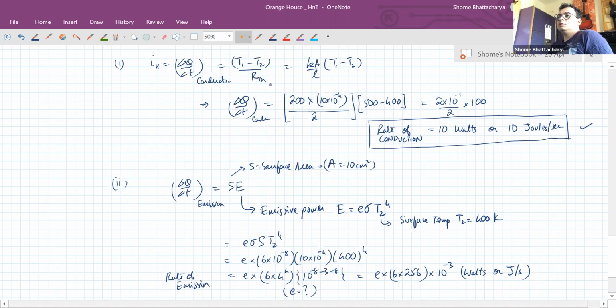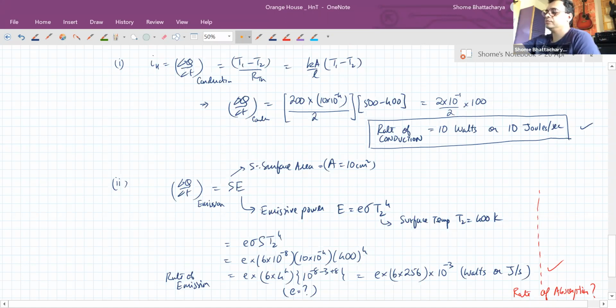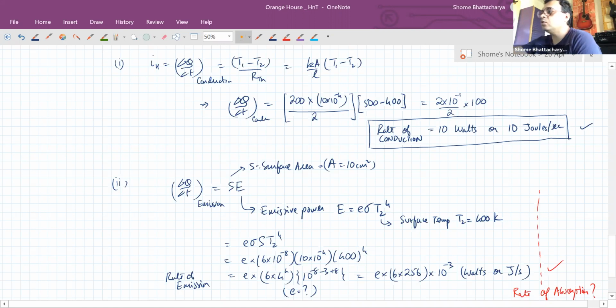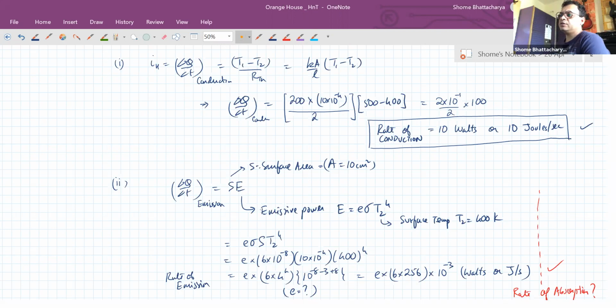Okay, now note down up to here. The next thing I want you to calculate is the rate of absorption. And from that, we will calculate the net rate of heat loss. So now you have to connect those two concepts. The net rate of heat loss concept, you have to connect it along with the rate of conduction, because remember the rod is in steady state. So the temperature of that surface is remaining constant, T2. T2 is remaining constant at 400 Kelvin. So you have to connect that concept now.